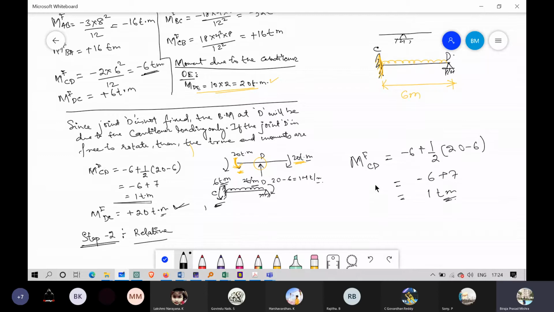So MFCD, that is the final fixed end moment at CD, is 1 ton meter, and MFDC will be simple. MFDC will be only minus 20. Sorry, plus 20 ton meter. That's it. Okay. So I hope it is clear.